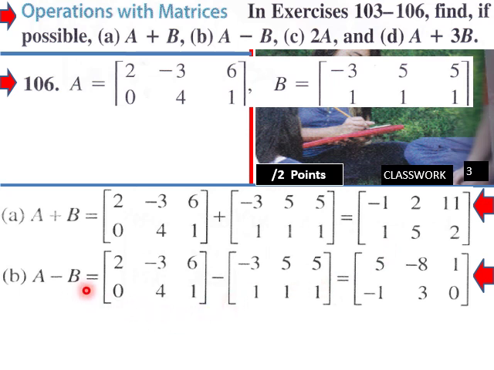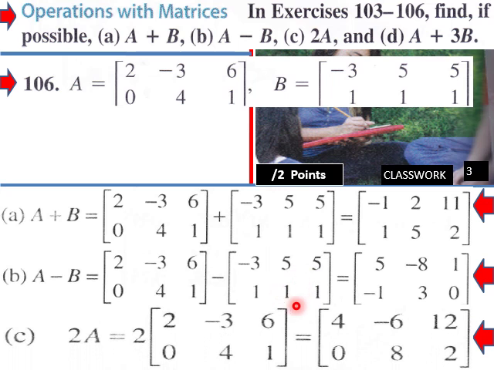And then our A minus B, now we subtract. So we go 2 minus a negative 3 would be 5. Negative 3 minus 5 would be negative 8, and then 6 minus 5 here would be 1, and then etc. down here. And then for C here, we have 2A, which would be 2 times this matrix up here, and this comes out to 4, negative 6, 12, 0, 8, and 2.